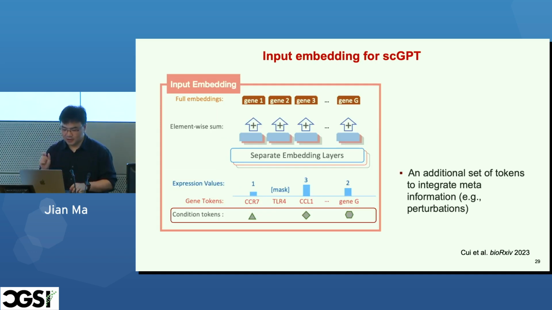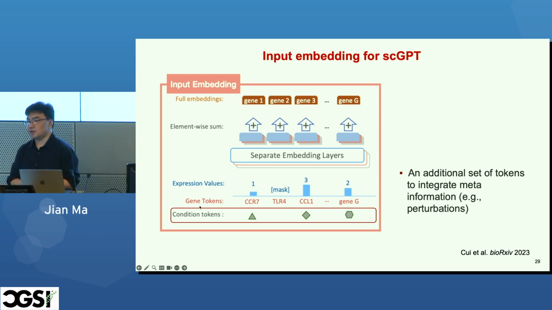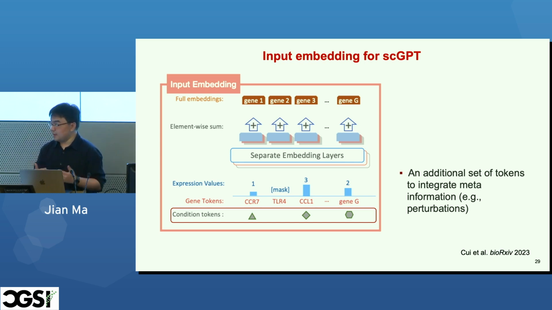Again, tokenization: how do they represent each gene? They also discretize the gene expression values, like the blue bars here. You also add gene tokens and condition tokens. The conditions mean different batches, or whether perturbation is involved in that particular cell.